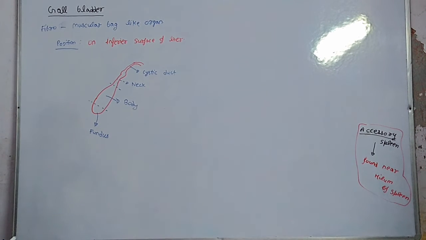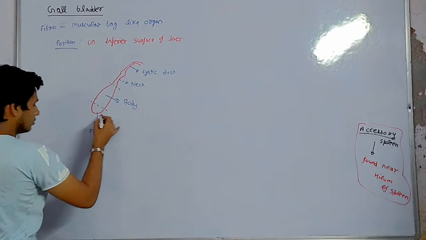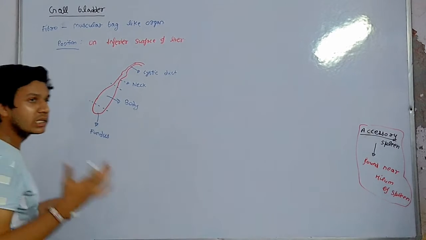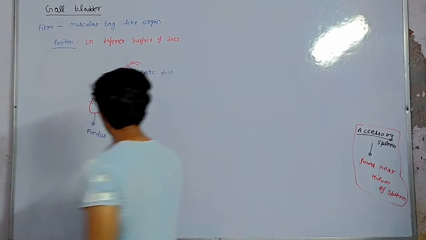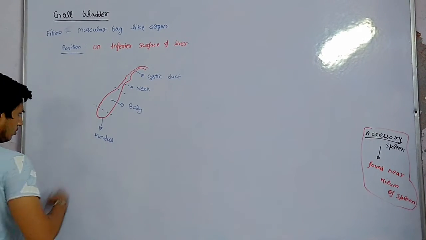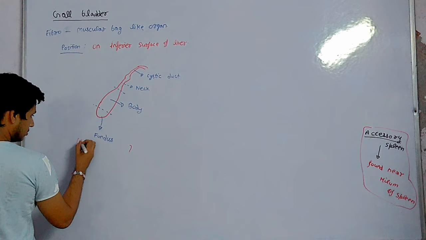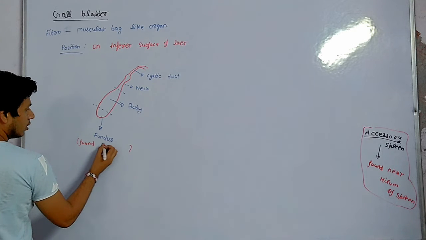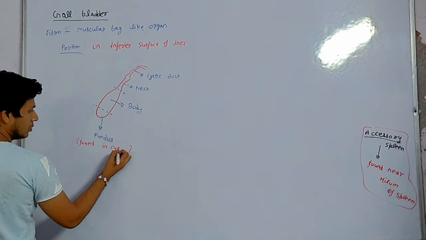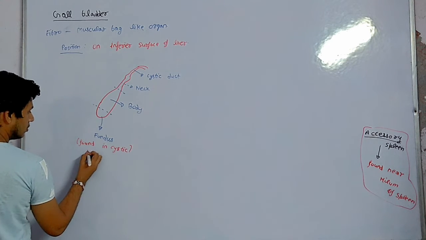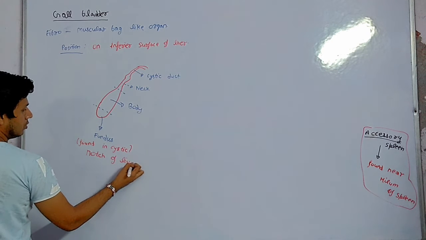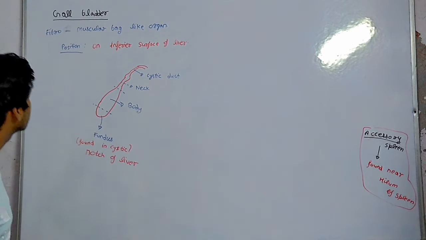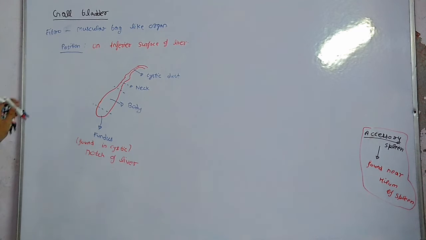The fundus is present near the cystic notch. Remember, the cystic notch is present on the inferior border of the liver. The fundus is found in the cystic notch of the liver. So these are the parts of the gallbladder.